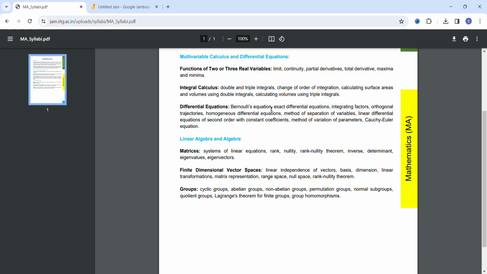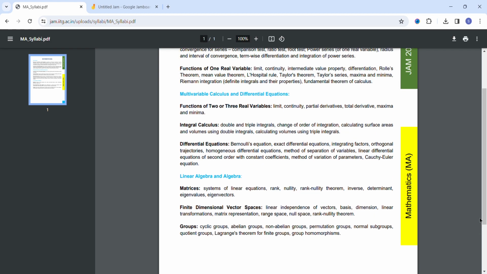Now coming to the other sections, which do not contribute as many marks as these two topics, but are also important, like integral calculus. Integral calculus is very important. The notion of double integral, triple integral, change of order of integration, and some idea of surface area and volume computing. I can assure you that you need not be worried about that.